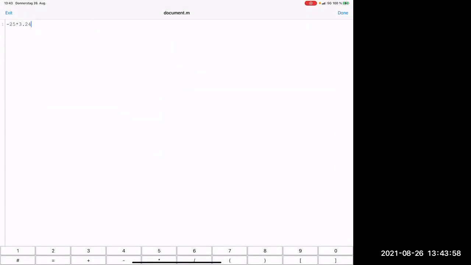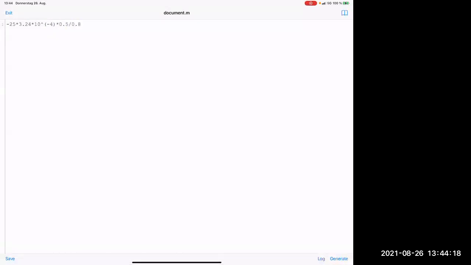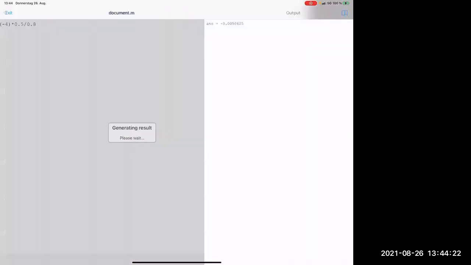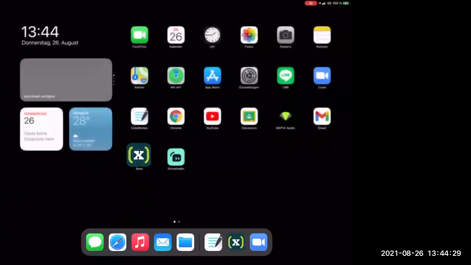3.4 times 10 raised to negative 4, right? Minus 4 and times 0.5 divided by 0.8 second, right? And yeah, that's it. And generate. It's 50. Oh my god. 0.00500625.